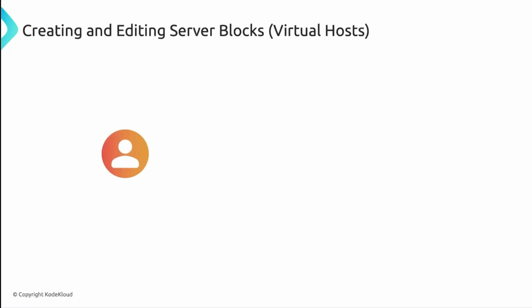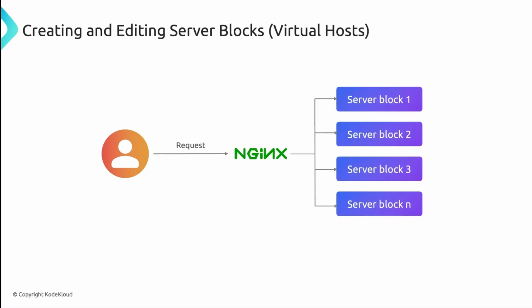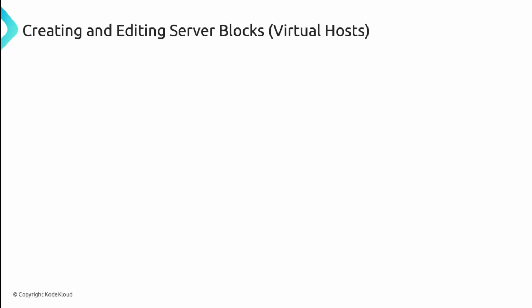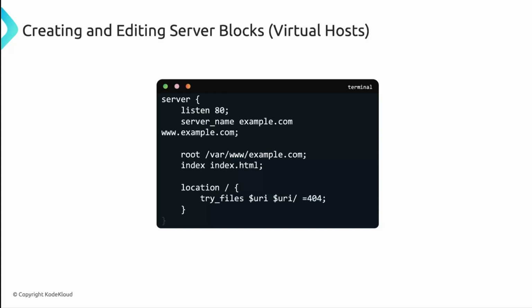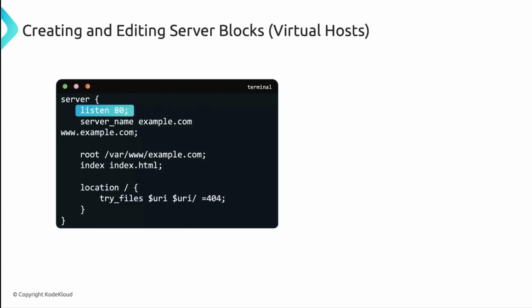So when a request comes in, NGINX uses the server name or IP address to figure out which server block to use, making sure that the right website responds. Let's take a look at an example of a simple server block, and let's try to break this down a little more. Here we have the listen directive. This defines the port on which NGINX should listen.